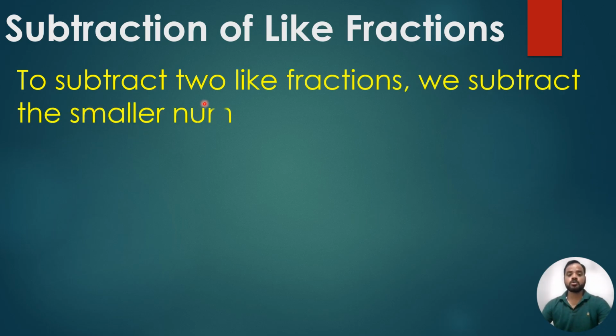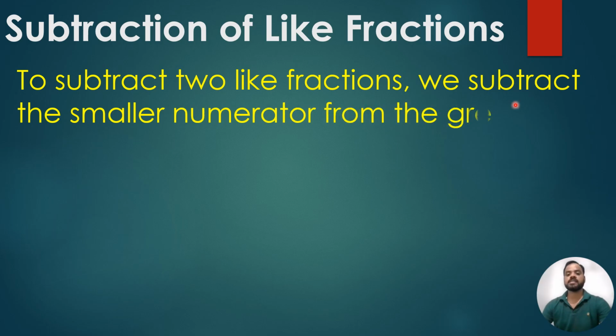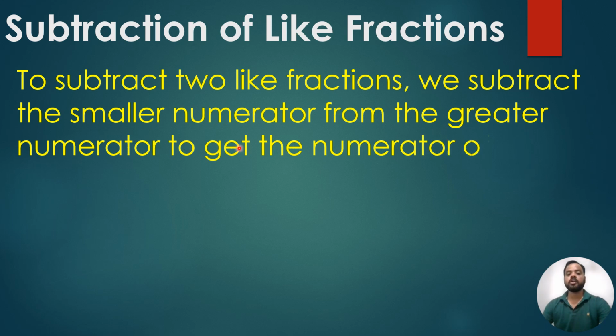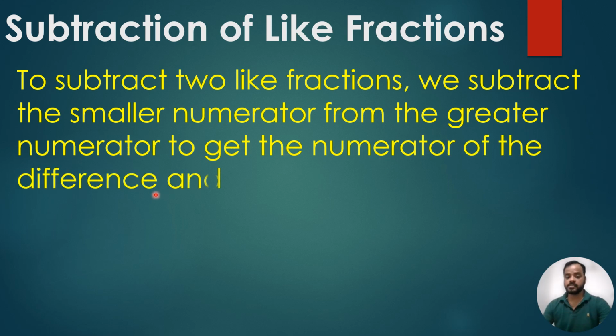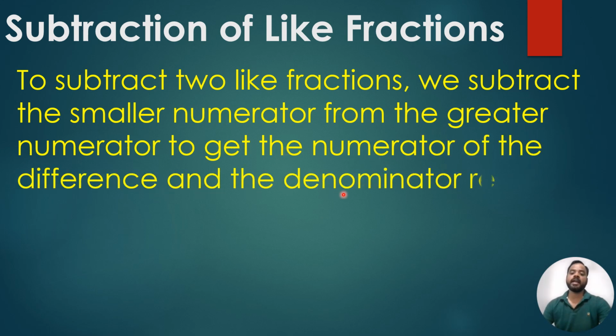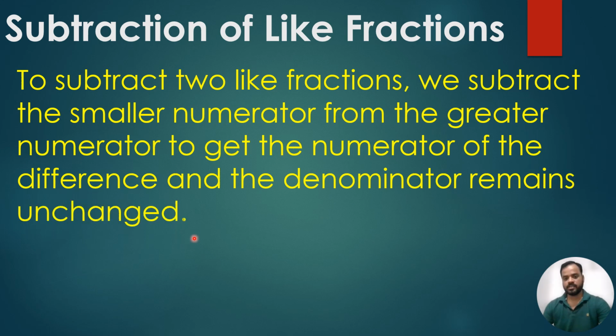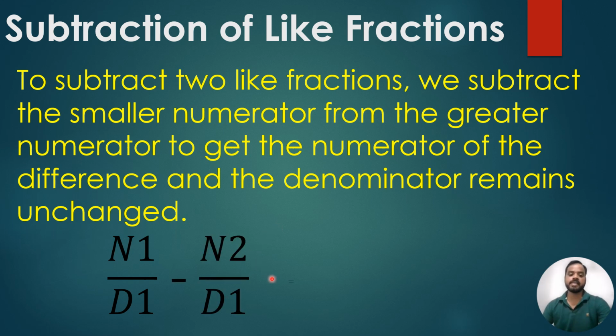So to subtract two like fractions, we subtract the smaller numerator from the greater numerator to get the numerator of the difference, and the denominator remains unchanged. Okay, means if we want to subtract two like fractions, the denominator will be the same, but to get the numerator we have to subtract the smaller numerator from the greater numerator. So let us understand through an example.